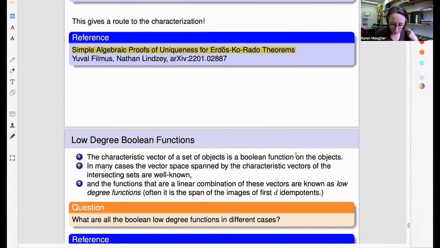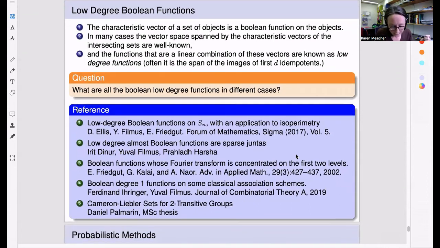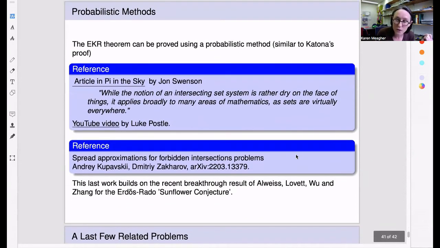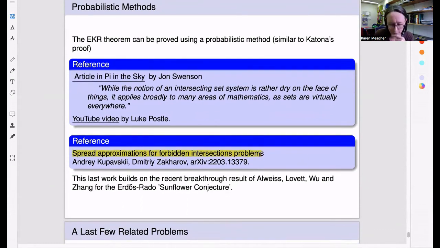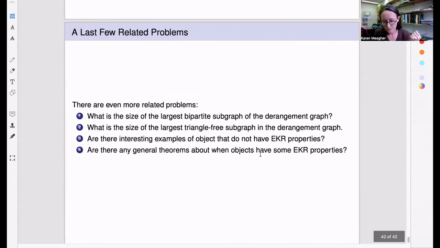Okay, low degree Boolean functions, totally something I should talk about. It's really great, and there are all these good papers. So here are some references. Probabilistic methods are totally a thing, and they're really useful. There are a couple of references here. There's this new paper that I think is really interesting, and it should get you excited, like, oh, probability, we can use that. And I've got a few last related problems.